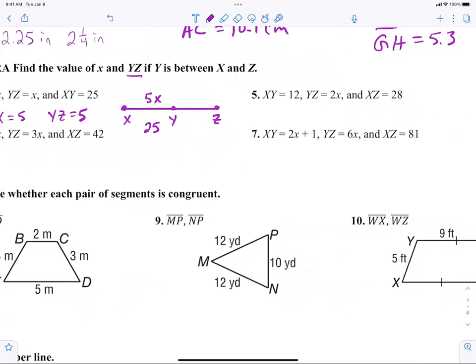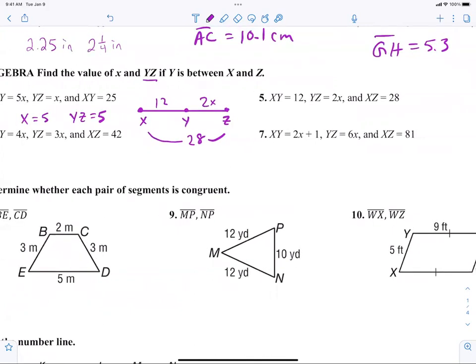All right, so now let's look at number 5. If you go back to your picture, you can just say XY is what? 12, YZ is 2x, and XZ. Notice how I'm drawing XZ so I can see it. So now what's the equation? Tell me what the equation is. Use the segment addition postulate. Wow, maybe I thought it wasn't as obvious. This, 12, plus 2x, this, right, equals the whole thing, right? So 12 plus 2x equals 28.